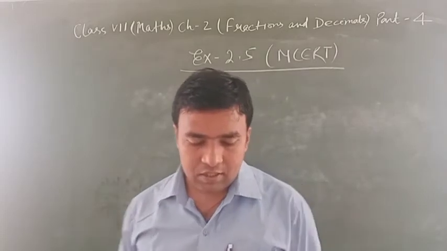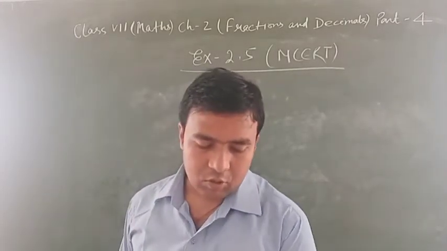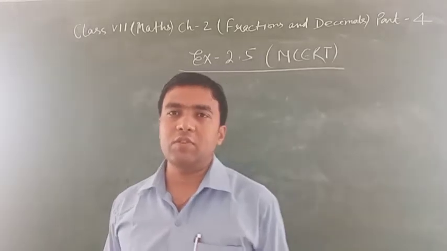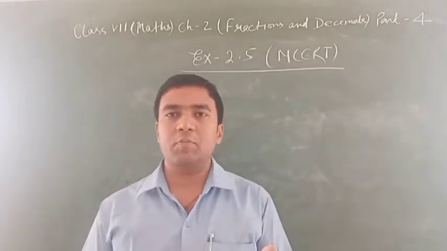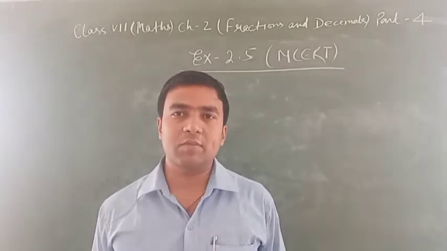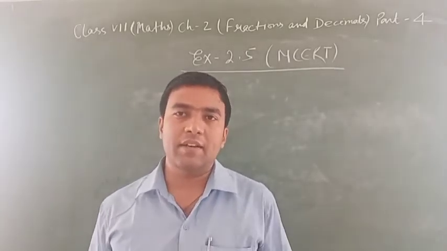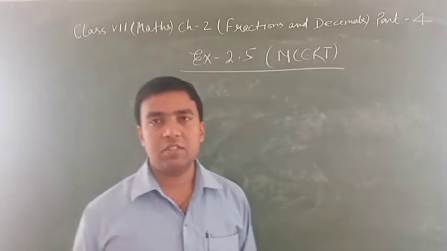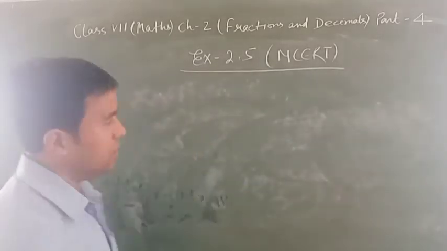Question number 6, 7. Question number 6: write the place value. You see in which place the digit 2 is. If it is in the 1s place, write 1s place; if in the 10th place, write 10th place; if in the 100th place, write 100th place. So you can do question number 6 and 7 also. Question number 8.